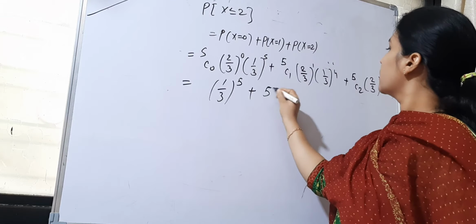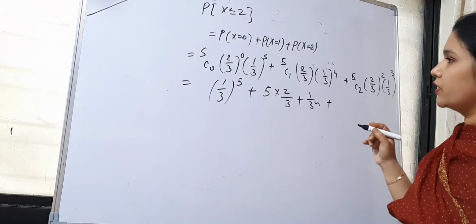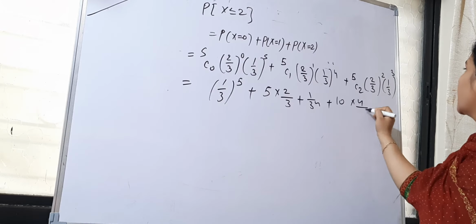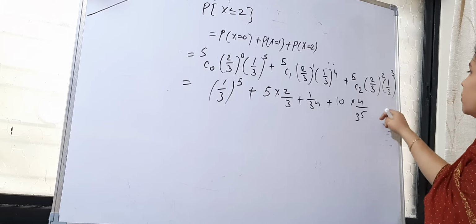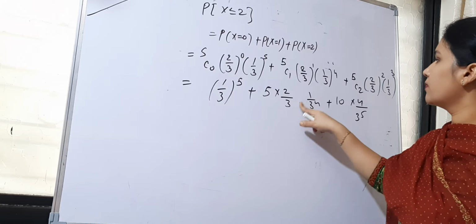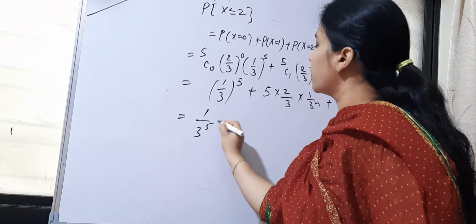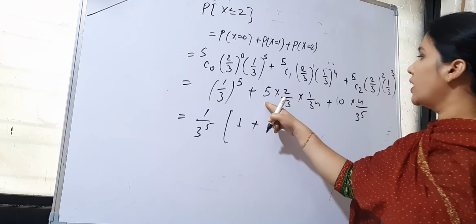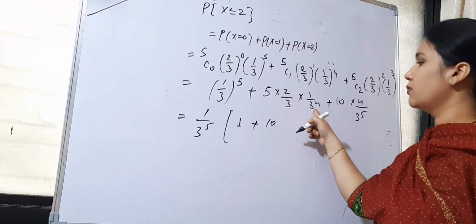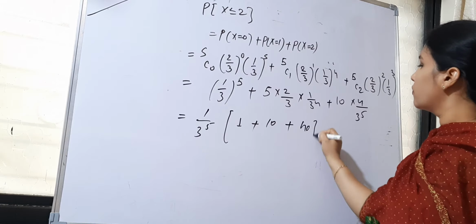This is 1, this is 1, what is remaining? 1 by 3 power 5. This is 5 into 2 by 3 times 1 by 3 power 4, plus 5C2, which is 10. Now here 2 to the power 2 means 4 and 3 to the power 5. How? 3 to the power 2 and 3 to the power 3 will be summed and become 3 to the power 5. Here it is not a plus sign, it is multiplication. Everywhere it is 3 to the power 5. We'll take 1 by 3 to the power 5 common. Here 1 will remain, plus 5 into 2, only 10 will remain, because 3 and 3 to the power 4 will become 3 to the power 5, plus 10 into 4, 40.